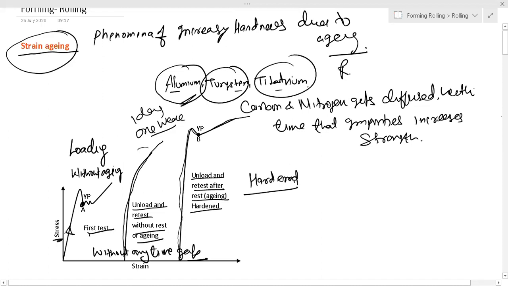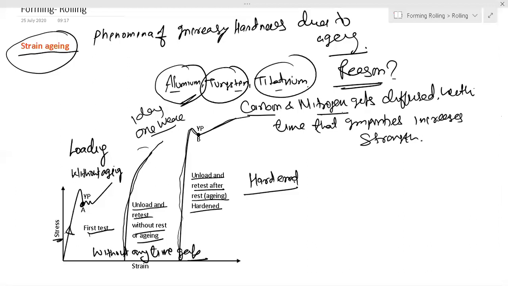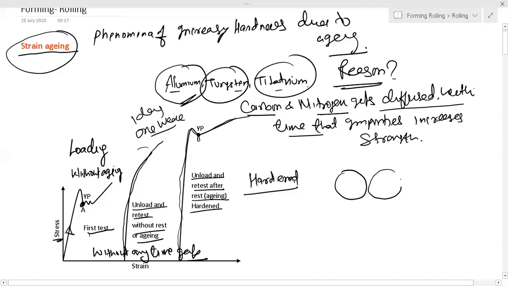And what is the reason for that? The reason is simple. We have carbon and nitrogen as impurities in steel. Carbon increases hardness, and it gets diffused with time. When we allow it some time, it gets into the gaps between the iron atoms, because carbon is of a small size compared to iron. So it gets diffused, and the carbon increases hardness and yield strength.